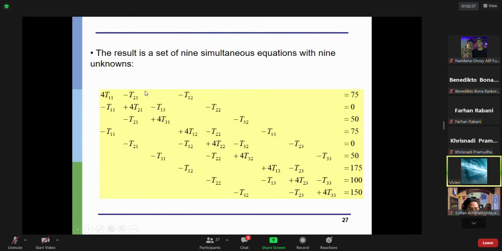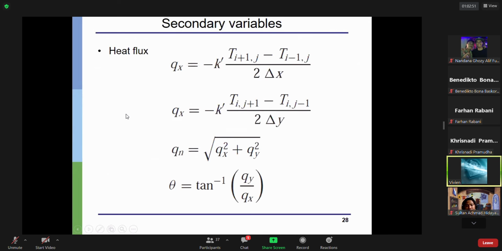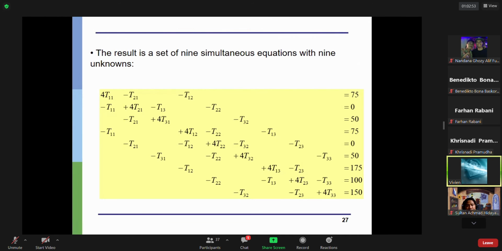Okay, so similarly, we can write it down as this one. If we use Gauss-Seidel, we don't need to explicitly construct the matrix, but we can write it down as this one. And then we can solve, for example, T11 from the first equation and so on, using Gauss-Seidel. Okay, so that is about solving PDE.